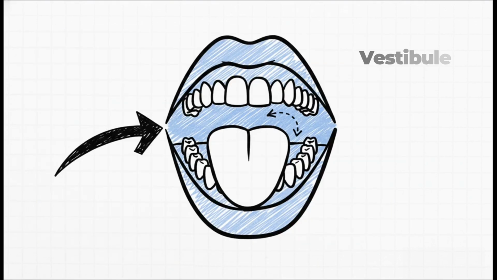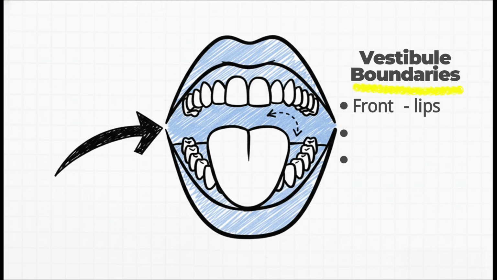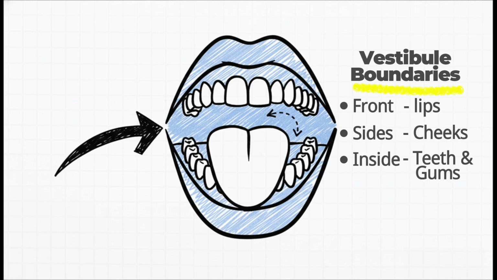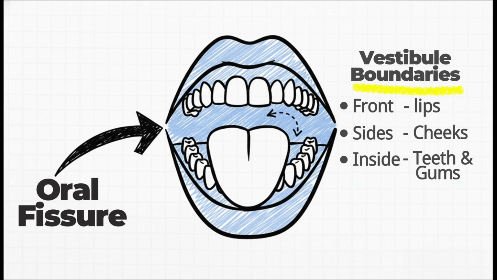Understanding the vestibule's boundaries is really key. So, in the front, it's bordered by the lips. On the sides, the cheeks, and on the inside, the teeth and gums. It opens up to the outside world through the oral fissure. That's just the gap between your lips. But what's really cool is how it communicates with the main part of the mouth. It does so through the little spaces between your teeth and also behind your very last molar.